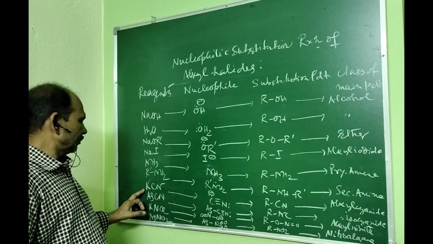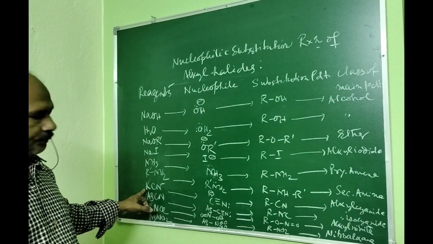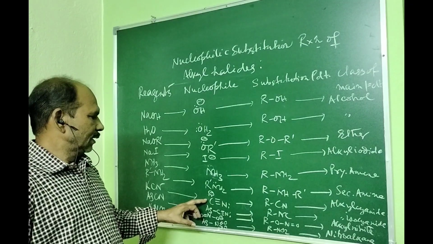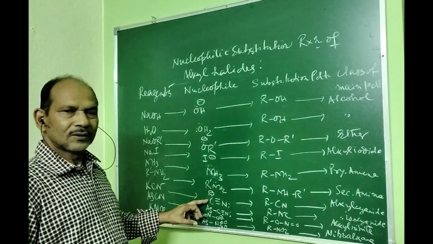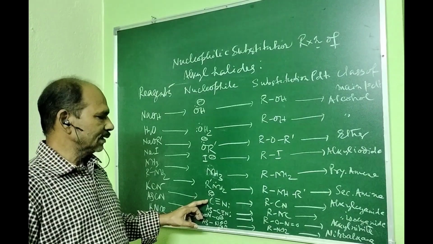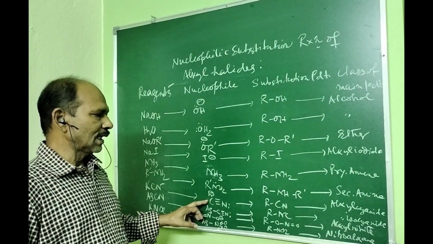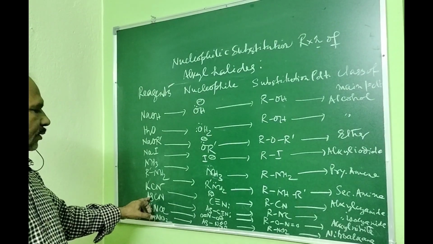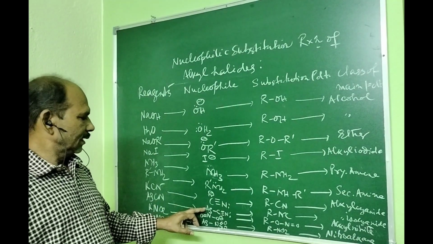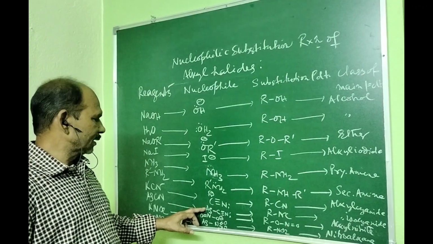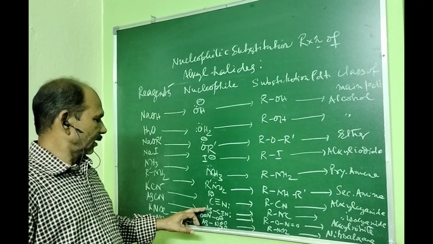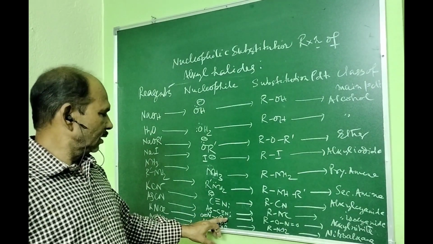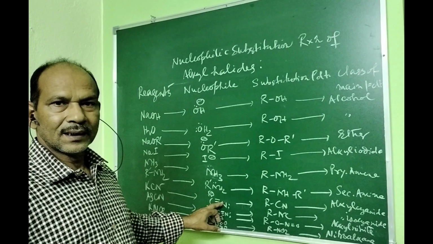When the reagent is potassium cyanide, the cyanide ion, with the negative charge on the carbon atom, acts as a nucleophile and produces alkyl cyanide, whereas when silver cyanide is used, the reagent is silver cyanide, then the nucleophile will be isocyanide, because cyanide ion is an ambident nucleophile.